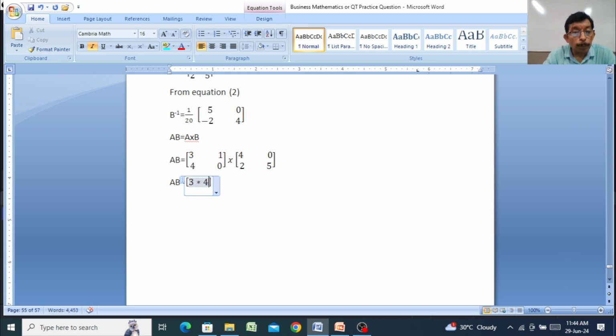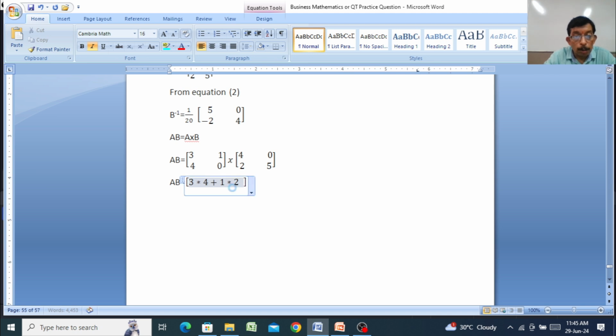First row, first column element: multiply 3 by 4. Second, the first row's second element is 1, multiplied with the corresponding element 2, then take the sign plus 1 multiplied by 2. This is the first row, first column multiplication.